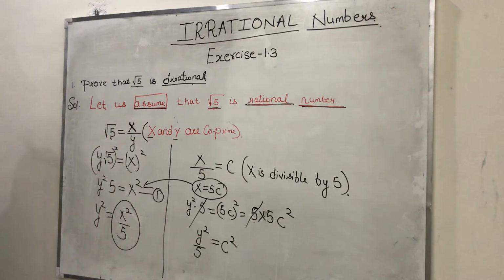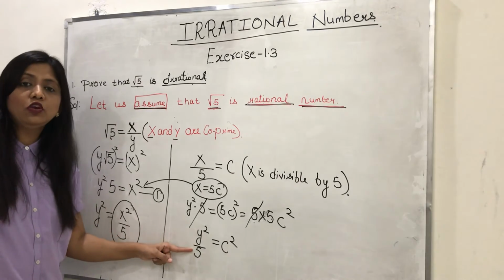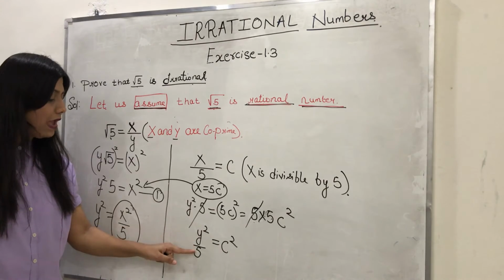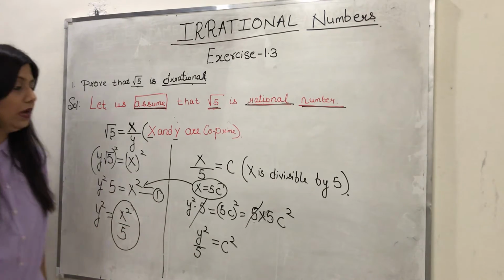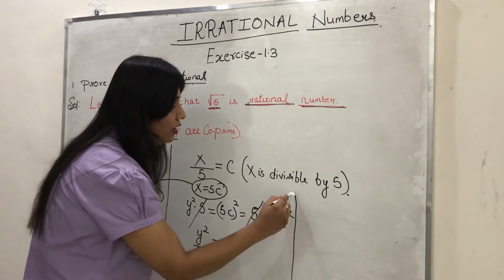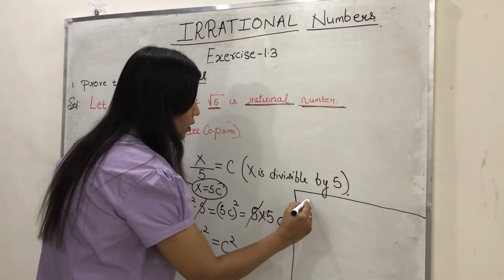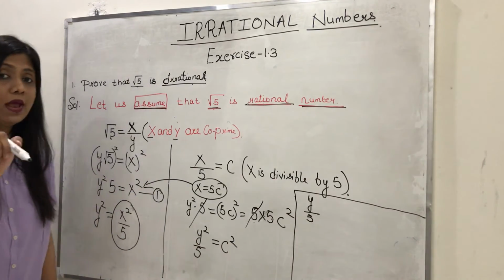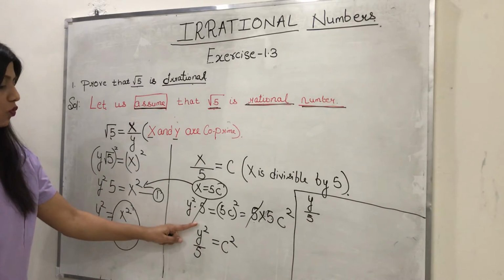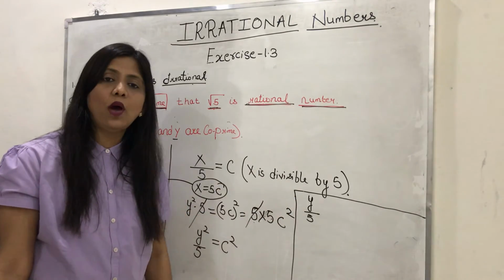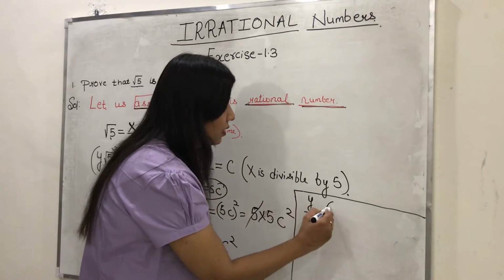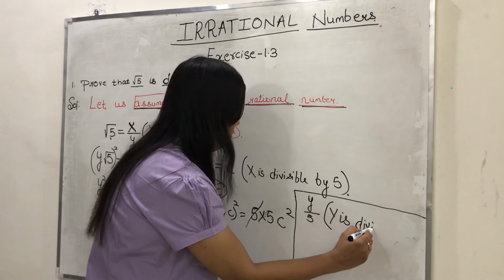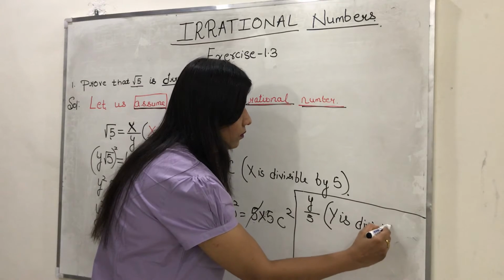So here what is happening? Again I will apply theorem 1.3. If 5 divides y square, 5 will also divide y. So it means y is also divisible by 5. Y is also divisible by 5 from theorem 1.3: if p divides y square, p will also divide y. It means I can write y is divisible by 5.